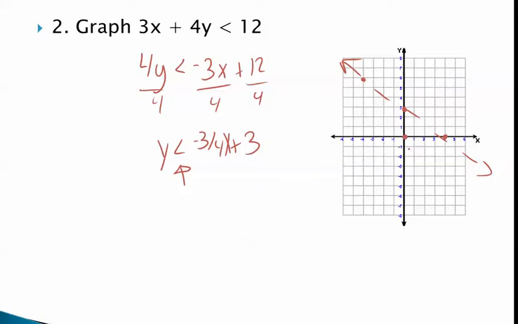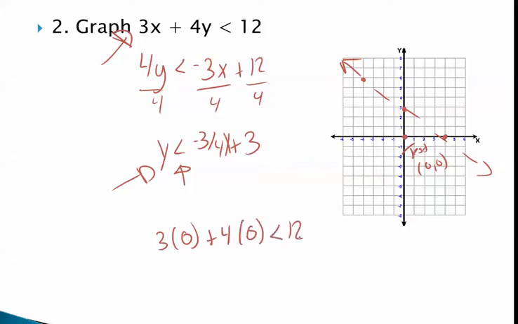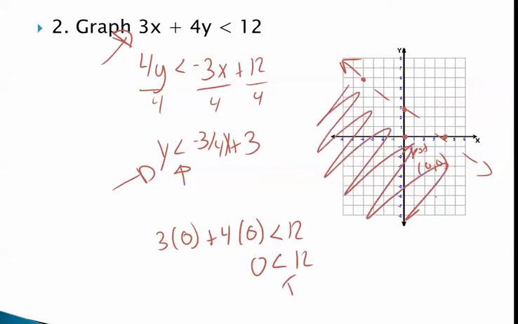And let's say that we test 0, 0. And I can plug it either into the original or into the new one. That won't make a difference. So let's say we test it into the original. 3 times 0 plus 4 times 0 is less than 12. So is 0 less than 12? That's true. So we shade below.